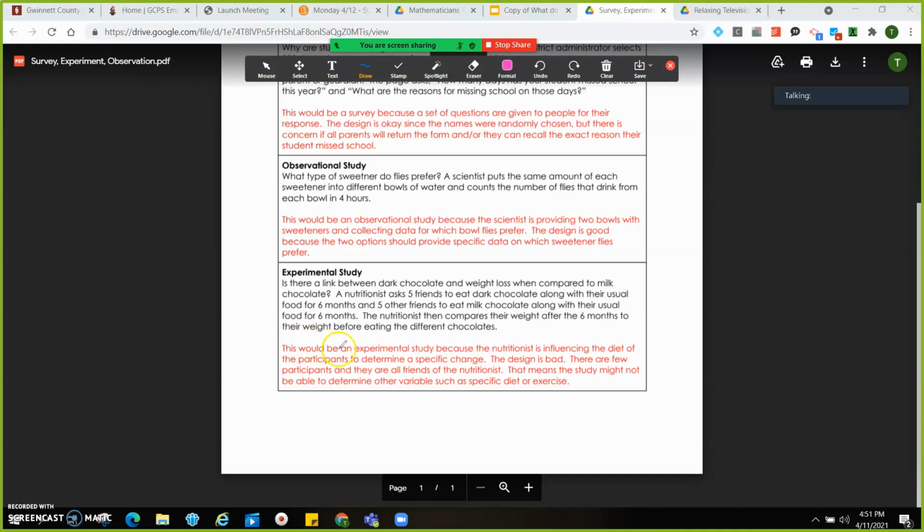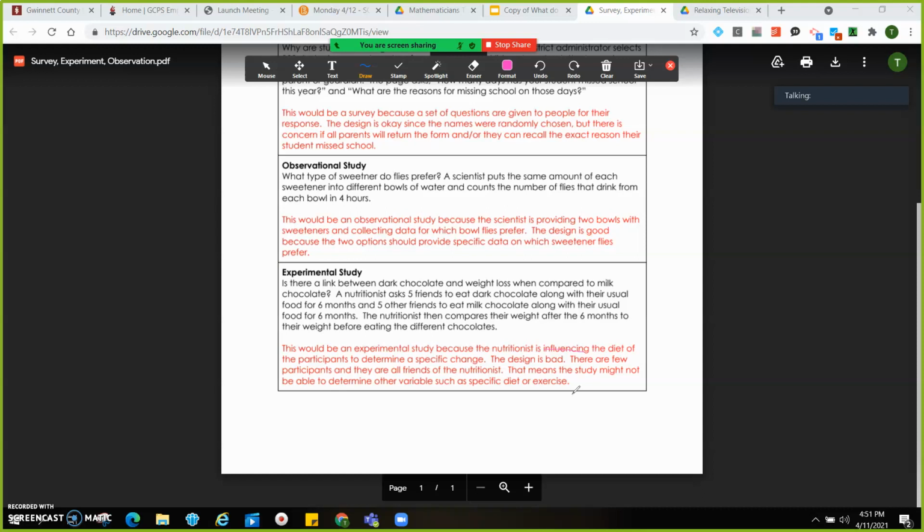This would be an experimental study because the nutritionist is influencing, and the keyword is influencing, the diet of the participants to determine a specific change. The design is bad though. There are a few participants and they're all friends of the nutritionist. That means the study might not be able to determine the other variables such as specific diet or exercise.